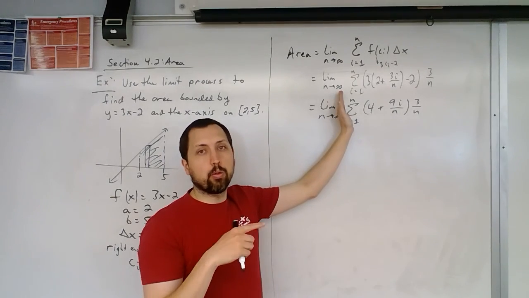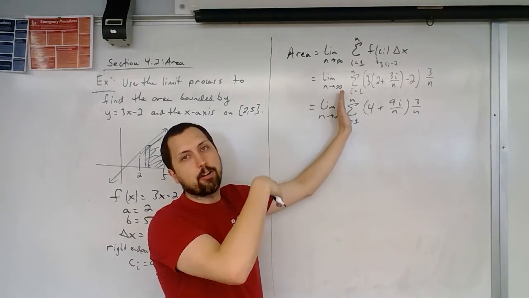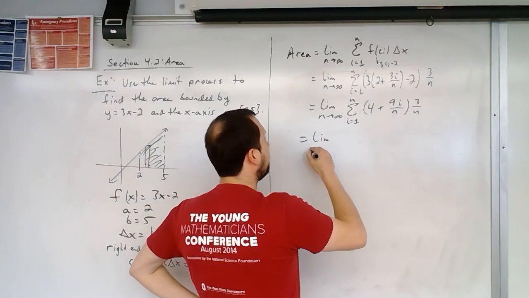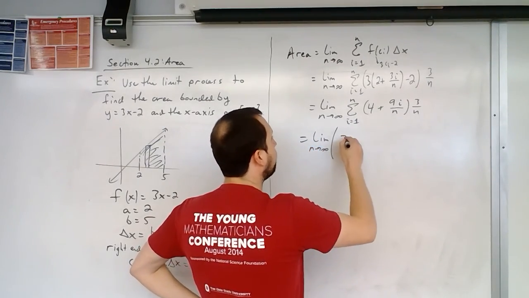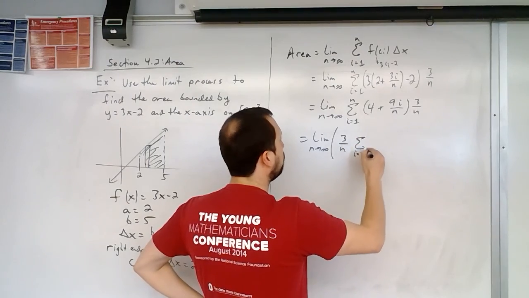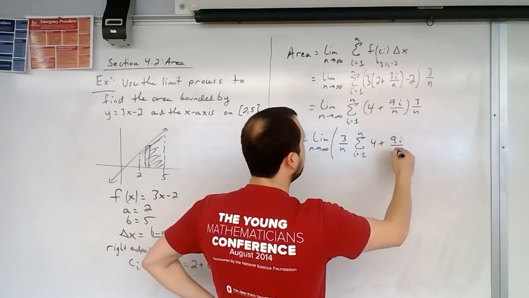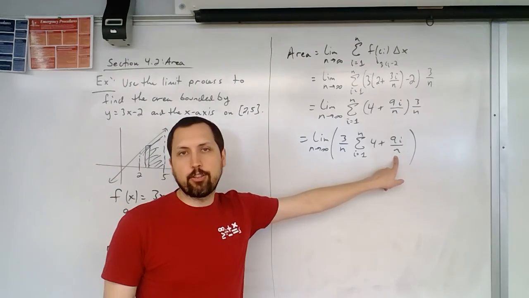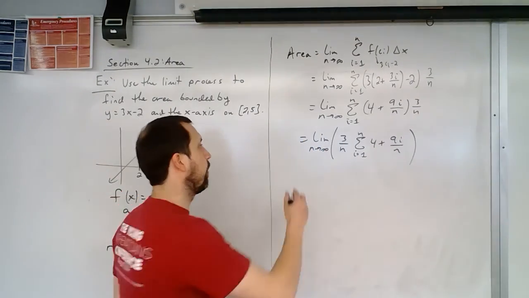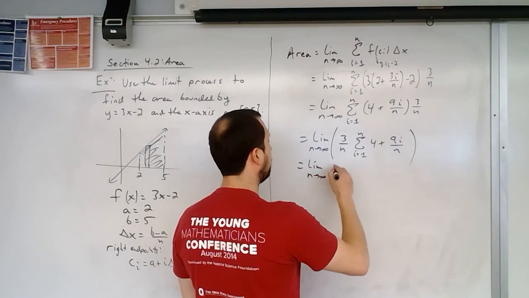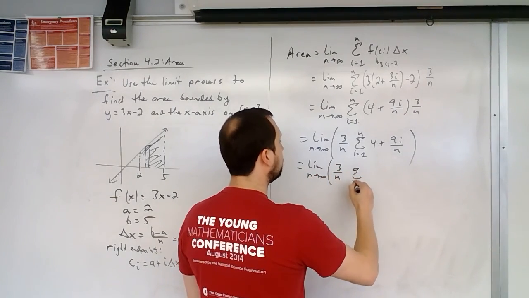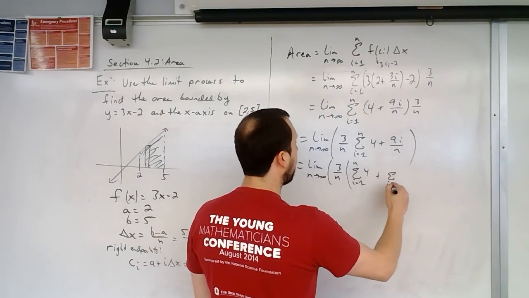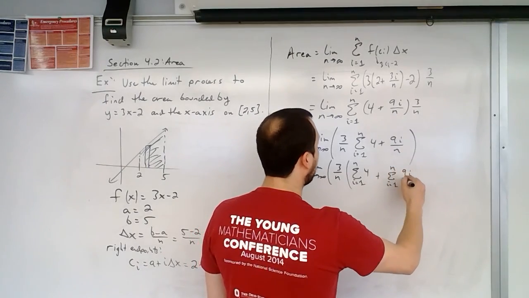So I'm going to start to use the rules that we had for sums to start to pull things out of the sum, but not outside of the limit, only outside the sum. So I have the limit as n tends to infinity, I have 3 over n, I have the sum from i equals 1 to n, 4 plus 9i divided by n. So I pull out the 3 over n. Now I can separate these two into two different sums. So this is equal to the limit as n tends to infinity of 3 over n, the sum from i equals 1 to n of 4 plus the sum from i equals 1 to n of 9i divided by n.